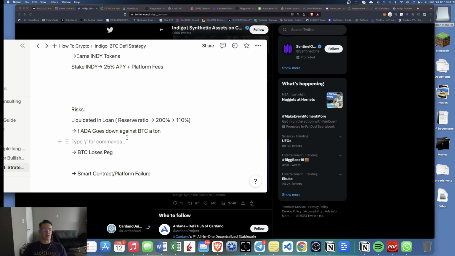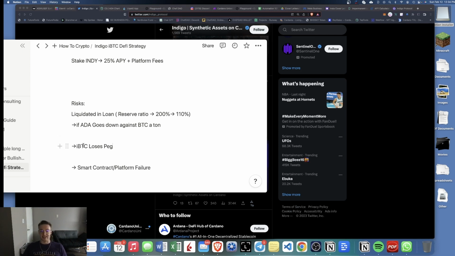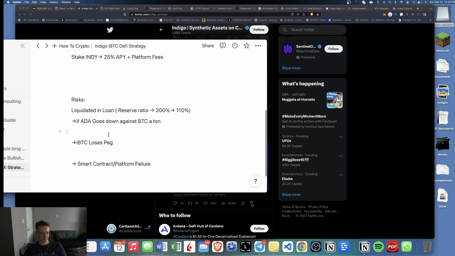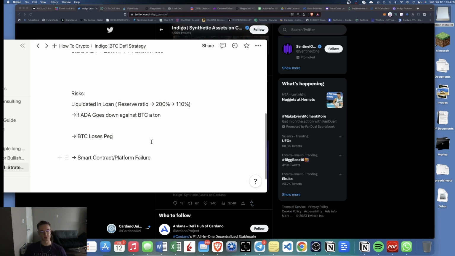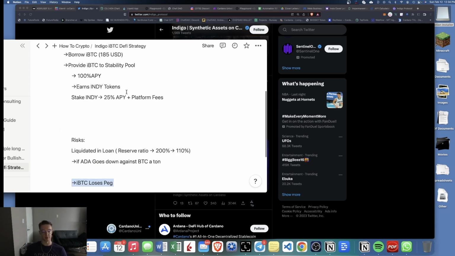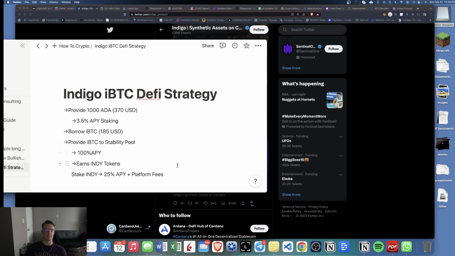But the other thing is iBTC could lose its peg. So if something's wrong with the stability pools and everyone pulls out, you could have iBTC itself lose its peg, and that could cause all kinds of problems. Yeah, that could not be good. The other thing is platform failure. If there's a hack or something, if the smart contract gets hacked, you could lose your money, basically. So these are the risks that I'm taking on by providing my ADA.